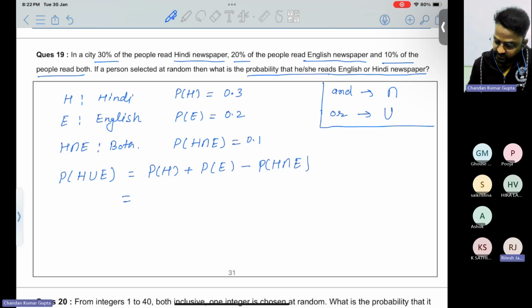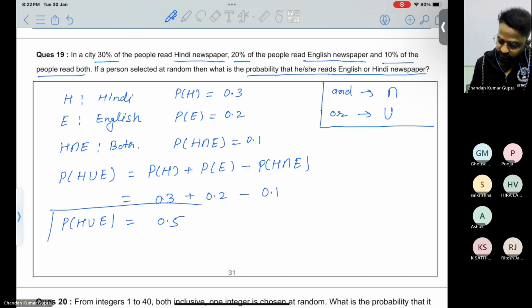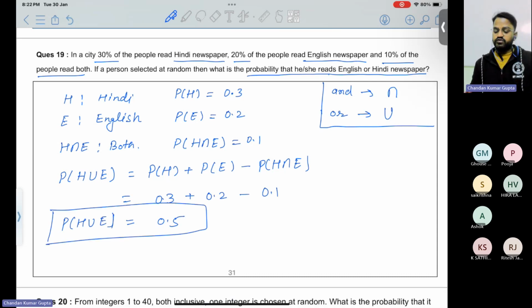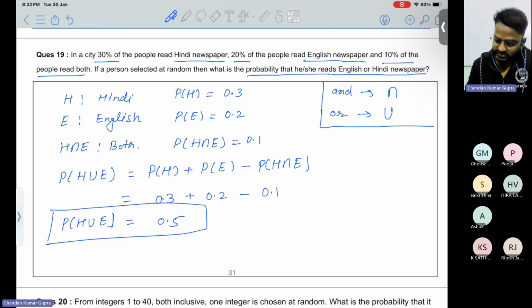Probability of H is 0.3, probability of E is 0.2, minus 0.1. This comes out to be 0.5. Means 50% of the people read any kind of newspaper. Yes, sir, it should be 0.4. Sorry, it's 0.4. It's 5 minus 1, that is 4.